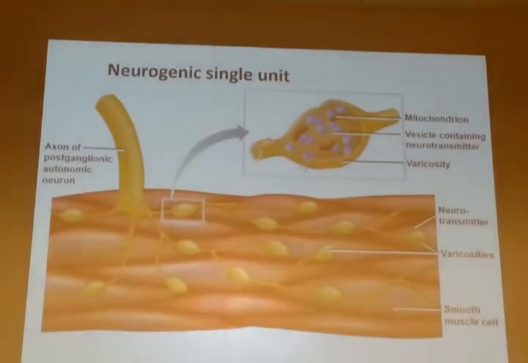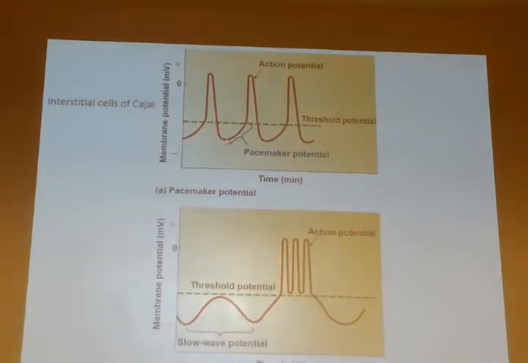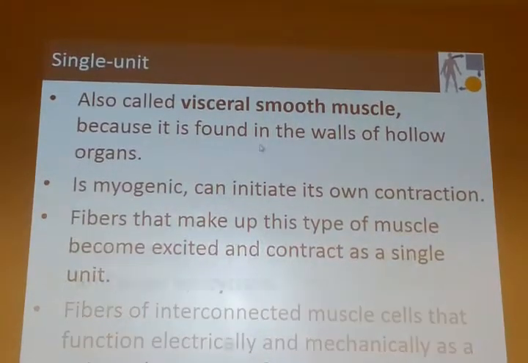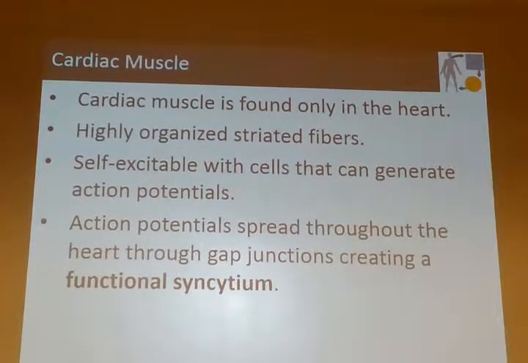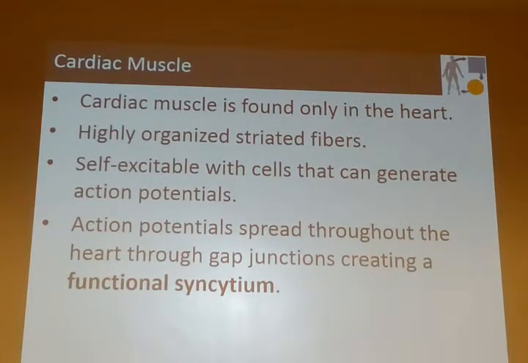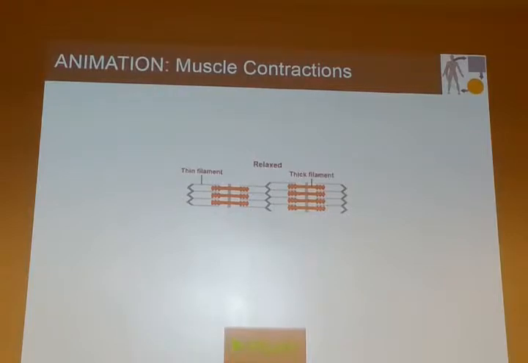Their action potentials look very similar to the smooth muscle pacemaker activity. Slow depolarization, hit threshold, rapid depolarization, rapid repolarization. The gap junctions spread the action potential throughout the heart. We can skip that because it's just a review.